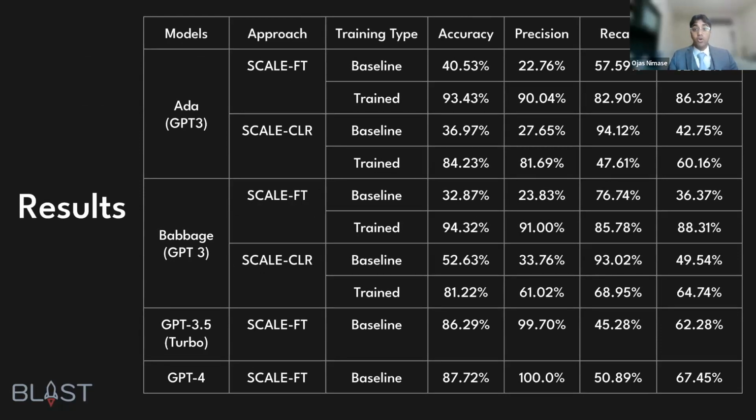In addition, all GPT-3 versions use 175 billion parameters, while GPT-4 uses 1.7 trillion parameters. Despite this, the Scale FT approach with Babbage and Ada, which are GPT-3 models, outperform the GPT-4 models while having fewer parameters.